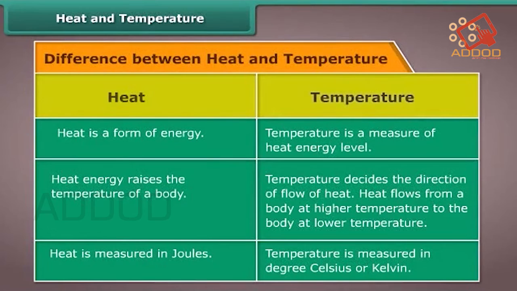The table shows the difference between heat and temperature. Heat is a form of energy. Temperature is a measure of heat energy level. Heat energy raises the temperature of a body, while the temperature decides the direction of flow of heat. Heat flows from a body at higher temperature to the body at lower temperature. Heat is measured in joules. Temperature is measured in degrees Celsius or Kelvin.